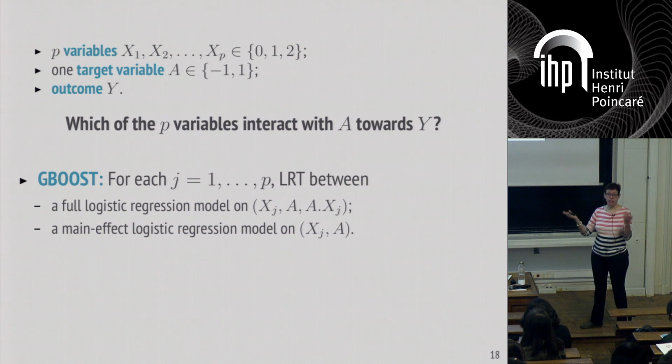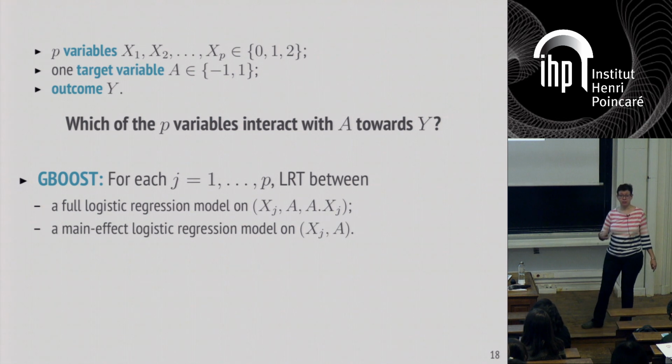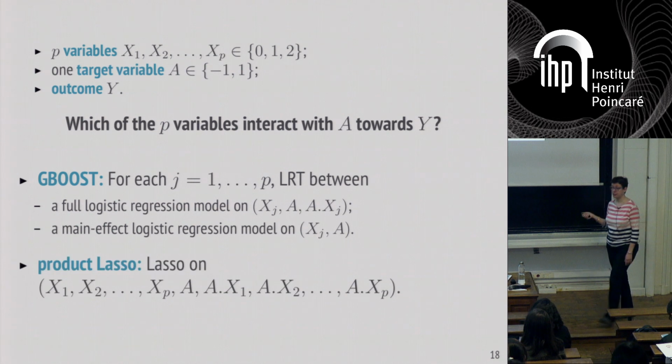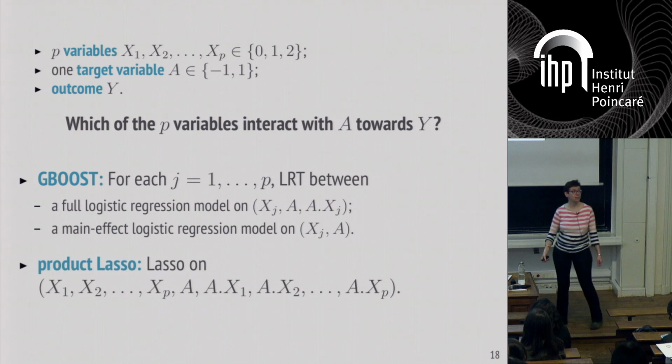Because it's a fairly simple problem, but you're asking it a number of times because you have all those xg variables, it's amenable to parallelization, and that's what the G in GBoost is about, because it's implemented in GPU.